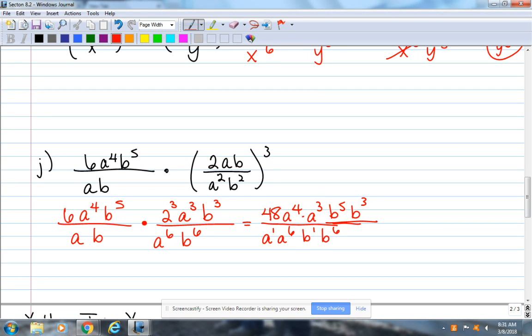So let's clear up that numerator first. What can I do to simplify the numerator? Add my exponents on my a's and add the exponents on my b's, right? So I'm going to get 48 a to the what? 7th and b to the what? 8th. And on the denominator, same thing. Add your a's, add your b's. You'll have a to the what? And b to the what? 7th.